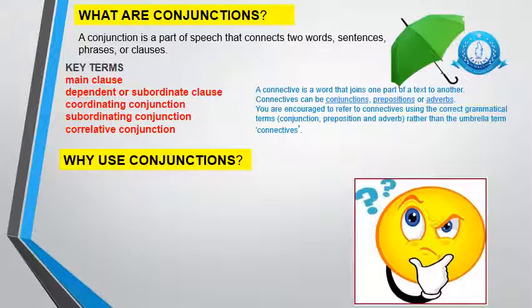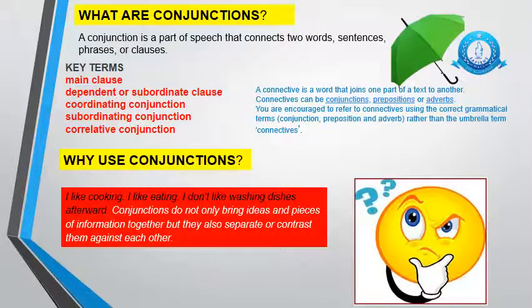Without conjunctions, our sentences will be quite short and very simple. If I can give you an example in front of you: I like cooking, I like eating, I don't like washing dishes, I don't like doing this, I hate going to the park. Do you see what I mean? With the conjunctions, we can bring these ideas and pieces of information together. But they also separate or contrast ideas against each other. So I can say, I like cooking, but I don't like washing up after. So this is why we need to use conjunctions in our writing.